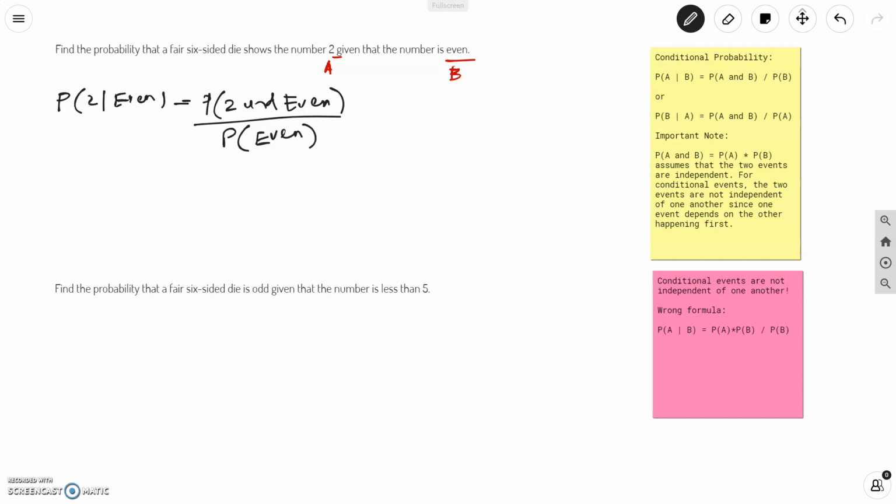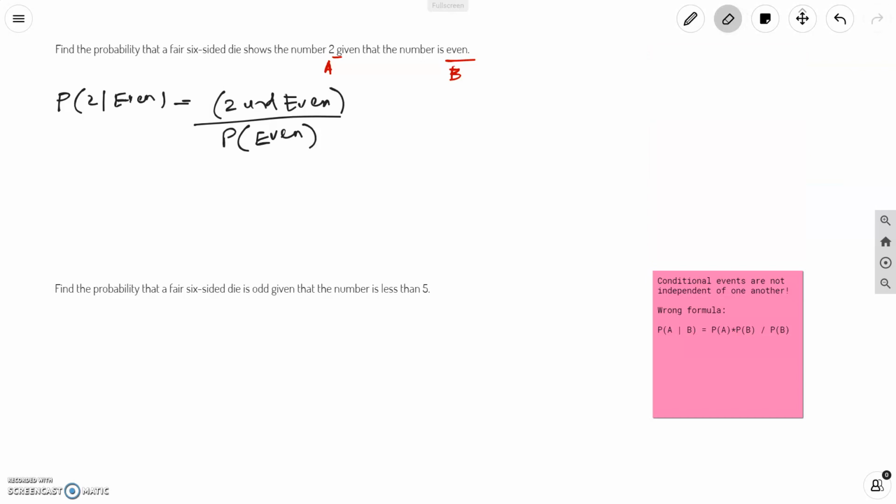And so what is the probability of being 2 and even? If you think about it, the probability of being 2 and even for a die roll is just 1/6. There is only one number out of the 6 that is the number 2 and even. Now, the probability of being even, we know that's 3 out of 6. There are 3 numbers out of 6 numbers that are even.